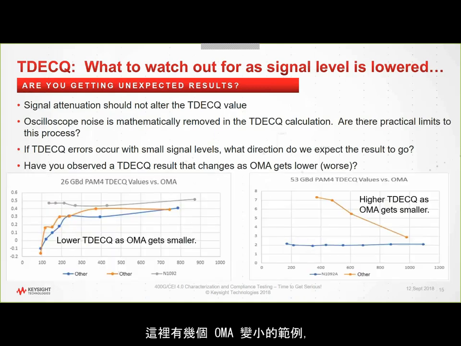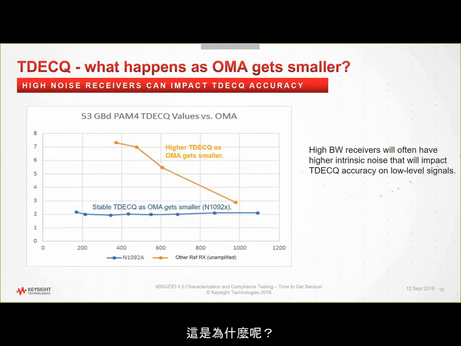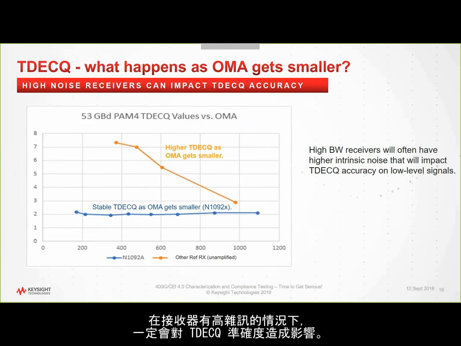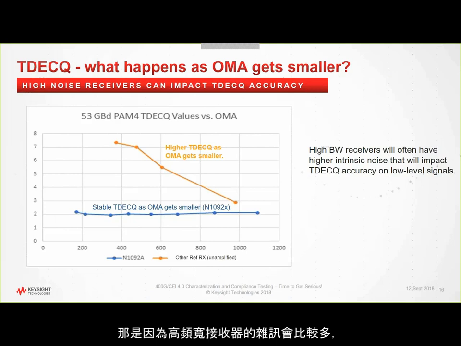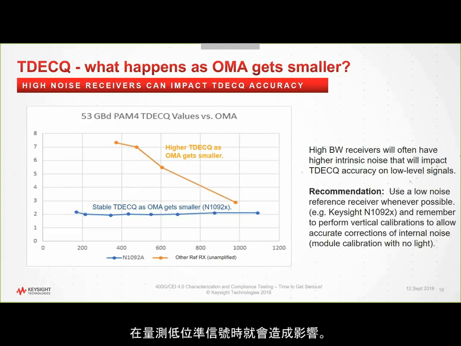So we certainly have. Here's a couple of examples where as OMA got smaller, on the left-hand side, our TDAQ got very small and actually started to go negative. And on the right-hand side, our TDAQ actually got quite a bit bigger as our OMA got smaller. So why might that be? Well, in the case of high-noise receivers, it can definitely impact TDAQ accuracy. Because high-bandwidth receivers will have more noise, and very often these are unamplified wide-bandwidth receivers, it will have an impact when measuring low-level signals.